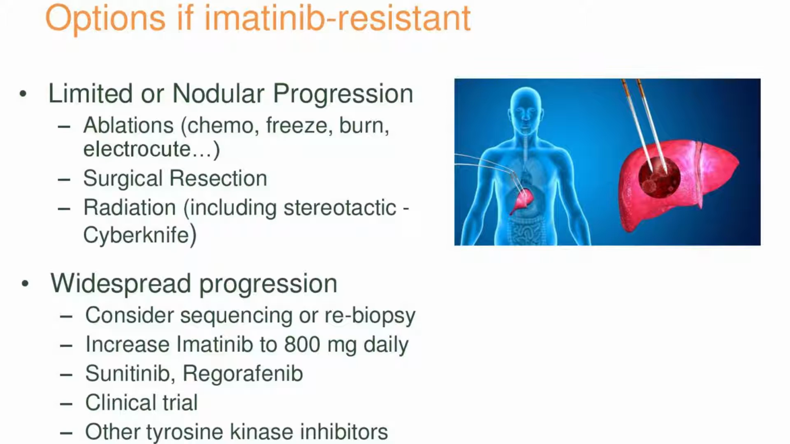The electrocution idea, we're doing more and more of it, and it's called NanoKnife. You guys might have heard of that. But this is actually a really effective procedure that doesn't have some of the side effects of the other treatments. If everything's growing at that juncture, we really talk about changing your treatment. And the options will include increasing the Gleevec to 800, like I mentioned. Sometimes that's enough to get over the hump. Looking at second or third line drugs, sunitinib or Sutent, and regorafenib or Stivarga are the two drugs that are approved when the tumors are no longer responding to Gleevec.